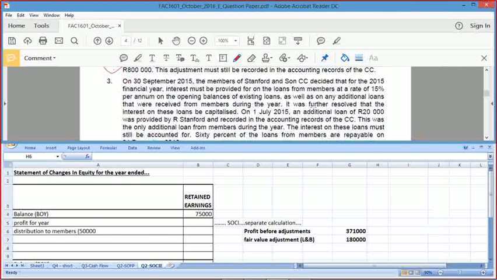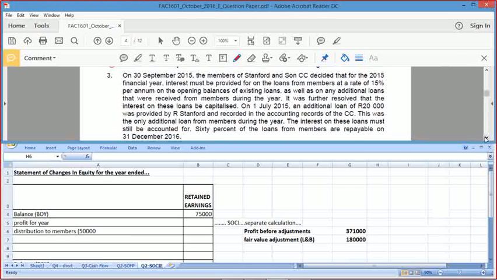Okay, number 3. I just want to make a note here quickly: fair value adjustment of 180. Alright.